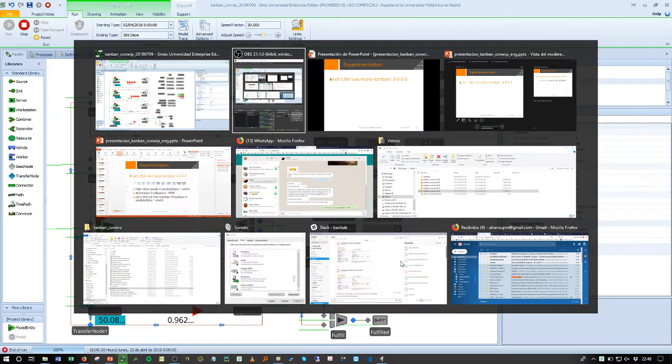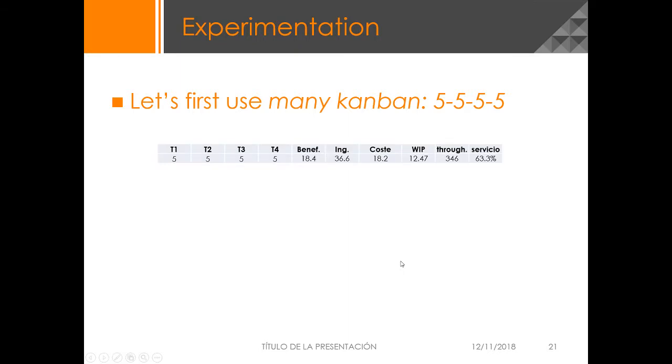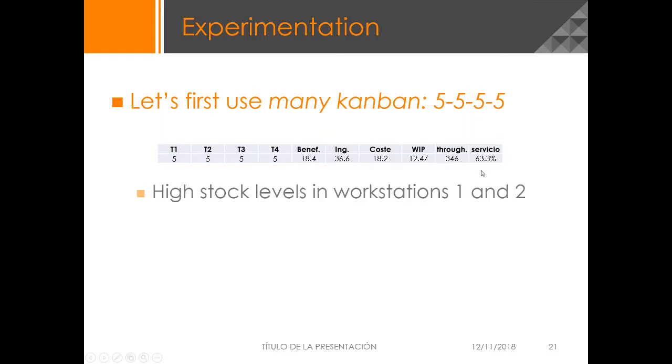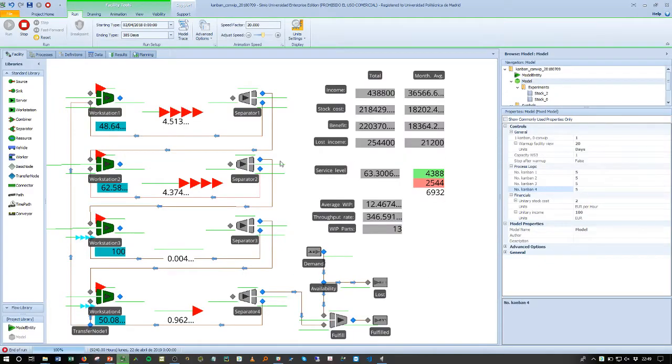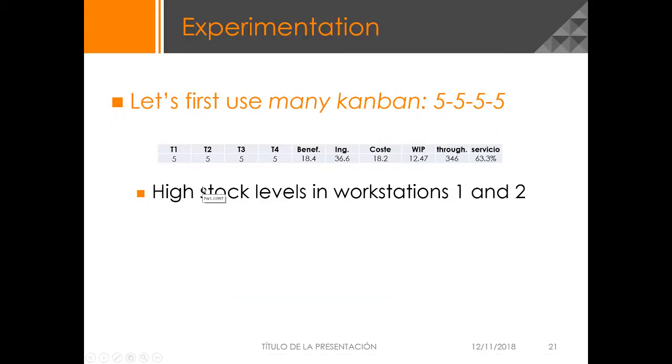Okay, so we see then the results. We have a summary here. We have a benefit of 18.5, an income of 36.6. A cost of 18.2, this value for the WIP, the average WIP, the throughput, and the service level. Okay, so we can see that workstation 1 and 2 have very high stock levels that we saw here. This means we have 5 most of the time, or 4 or 5, which is a lot because we are not using that. The same thing happens in station 2.